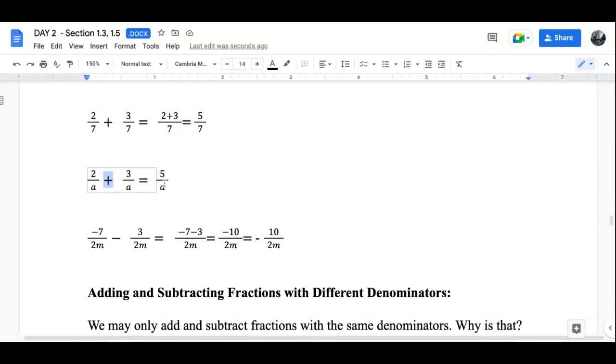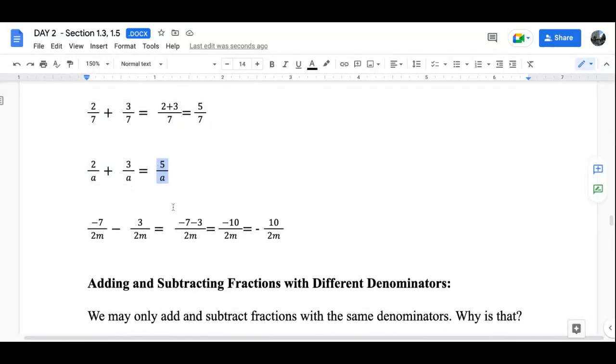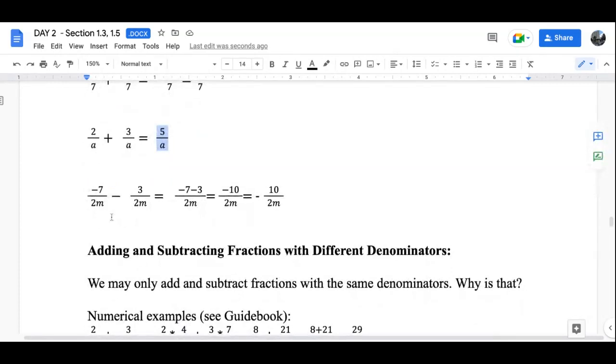2 over a plus 3 over a. Well, that's 5 over a. Negative 7 over 2m minus 3 over 2m. Well, the denominator is 2m, so we just perform the operation with the numerators.